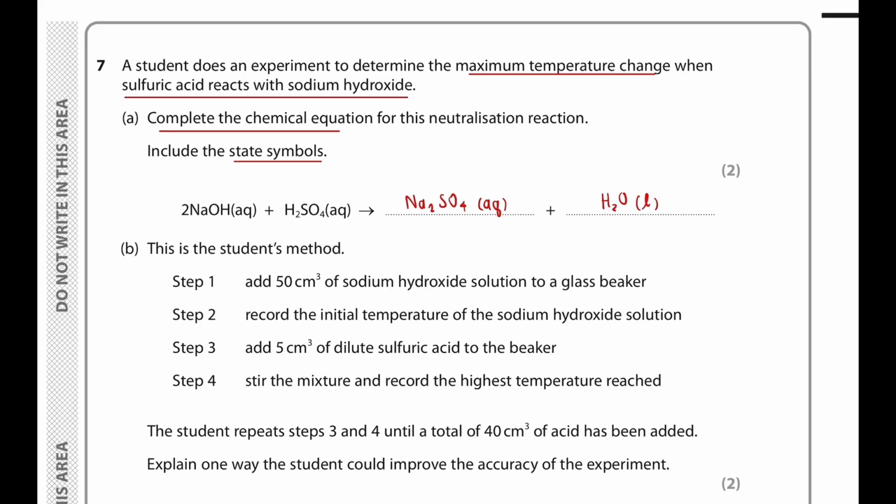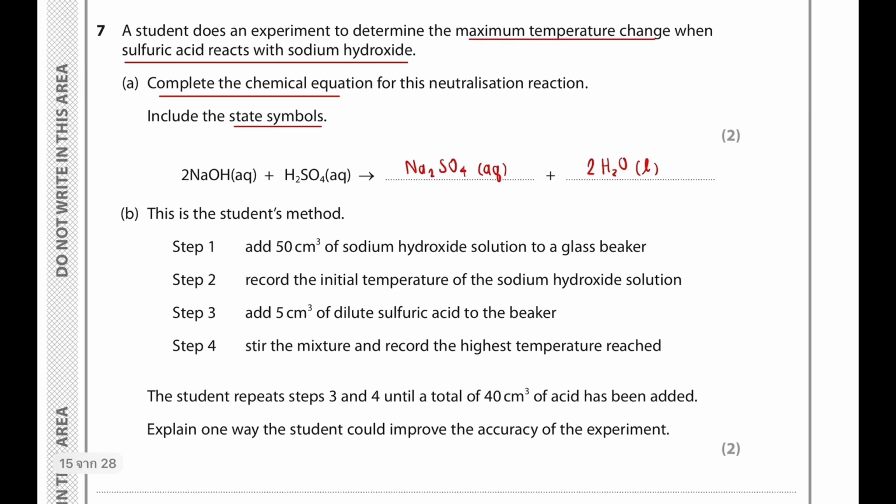Now we have to balance the equation since we have 2 sodium here. Okay, we have 2 sodium here as well. And we have 4 hydrogen on the left hand side, but we have only 2 hydrogen here. So we have to put 2 here.